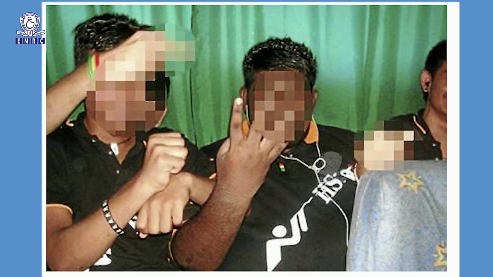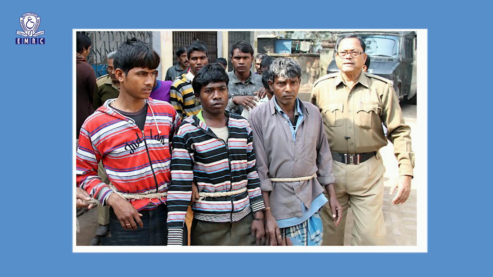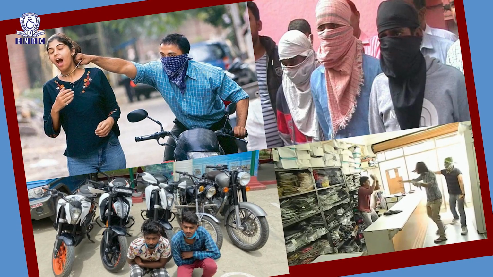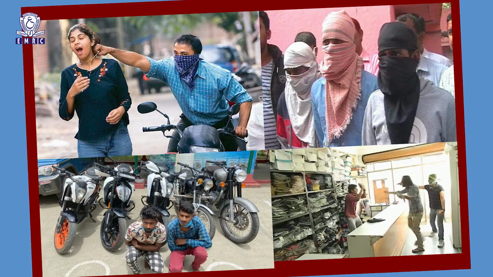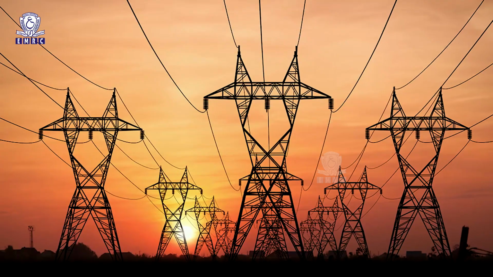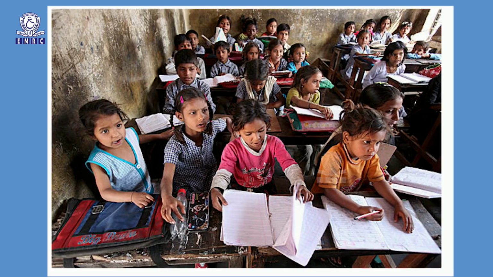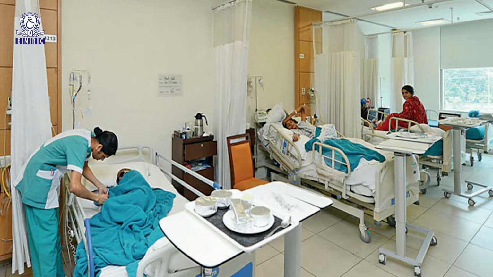Organized groups, gangsters, professional criminals, and even youth and juveniles find crime a shortcut for a lavish life in these cities. Moreover, unabated population increase has also led to pressure on the existing physical and social infrastructure of the cities, like power supply, supply of potable water, urban transport, and educational and health institutions.